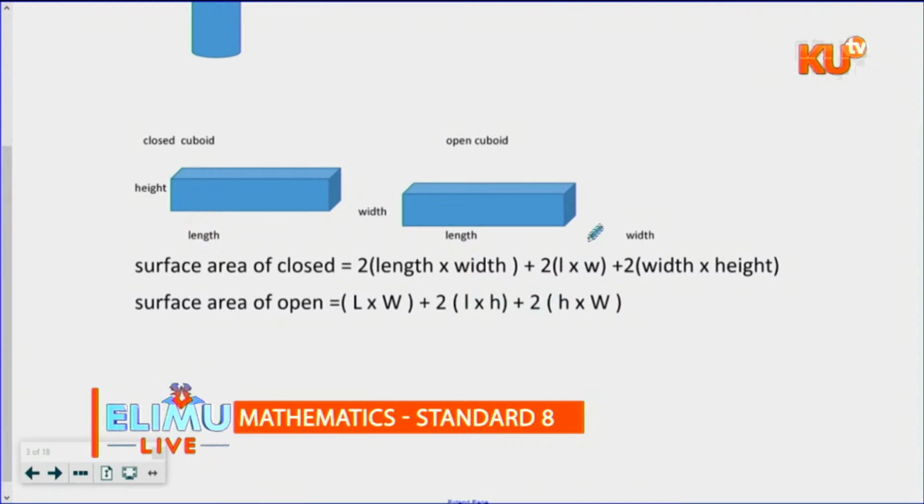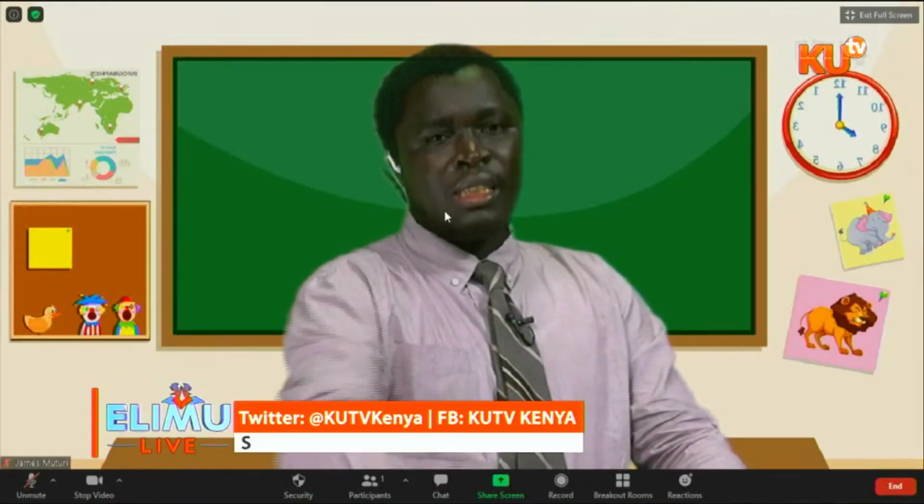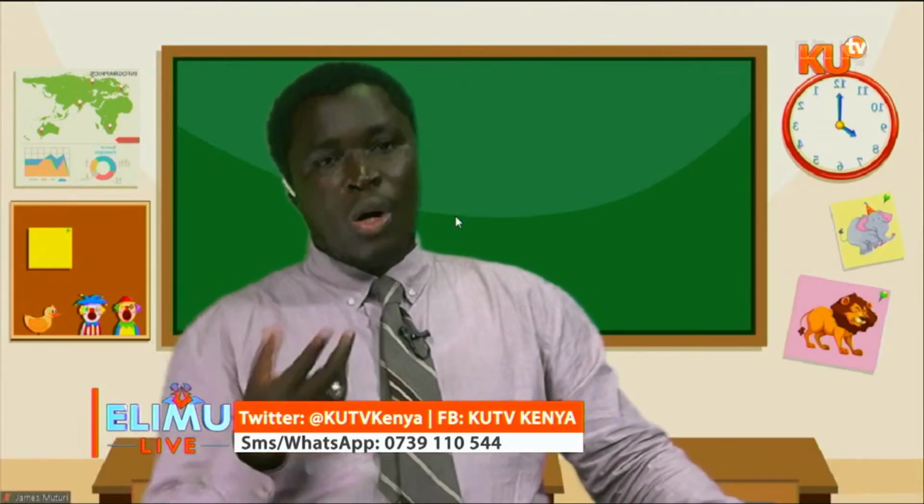We come to the third face, the cross-sectional face that is away from us. Here we'll call this one height, and then we'll call this one width. There are 2, so we say 2 into height times width. Those faces are 2. The only face that is missing is the top, and that's why we say open.